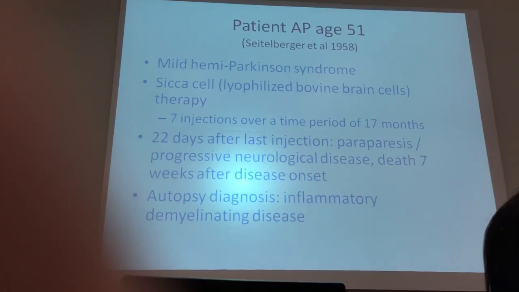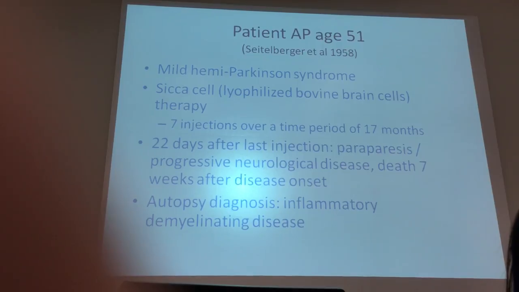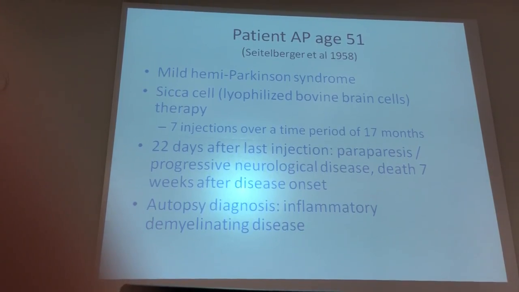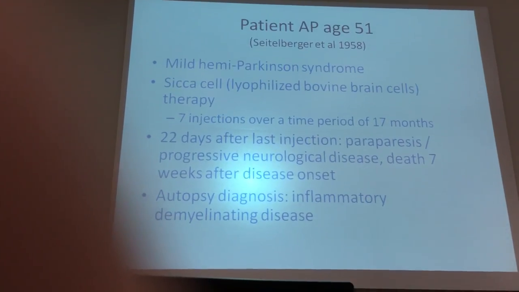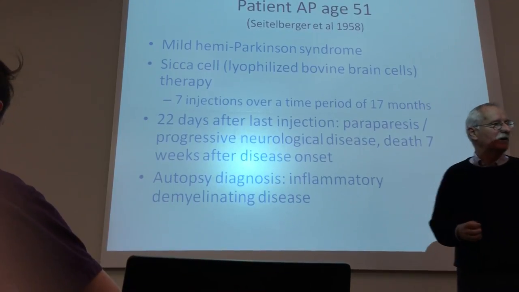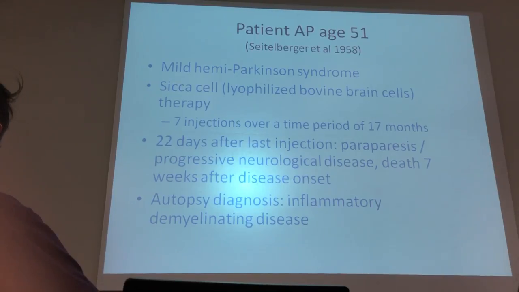This patient had a mild Hemi Parkinson syndrome, so a neurodegenerative disease. There was no other therapy available, so they made this fresh cell therapy. And he got 7 injections over a period of about 17 months. So the first 6 injections were tolerated very well, and after the 7th injection, actually he started with a progressive paralysis, and neurological disease, and died 7 weeks after onset.